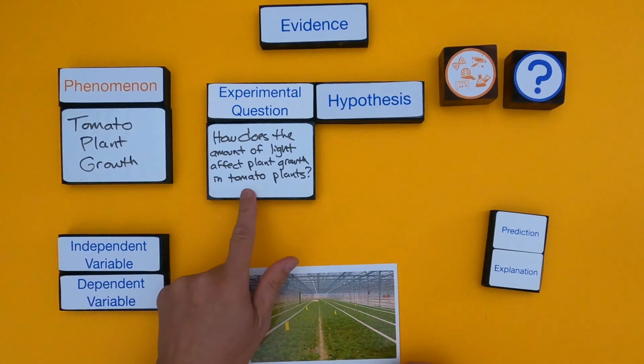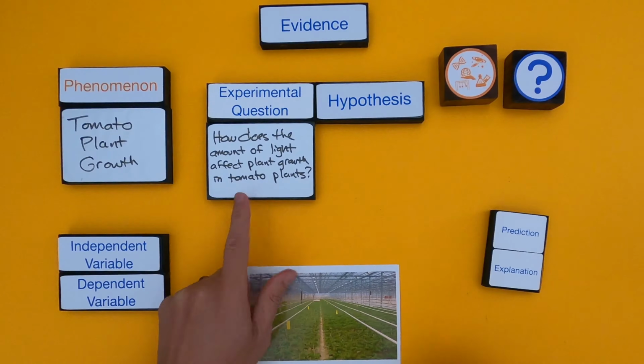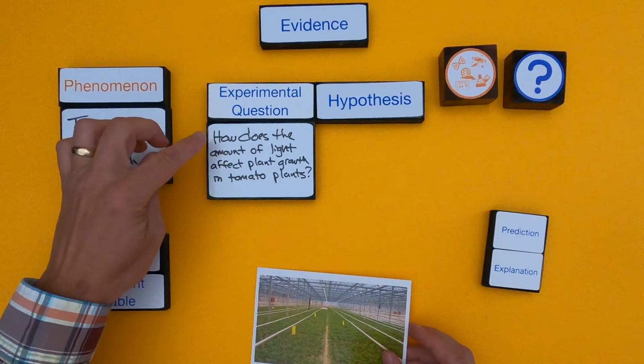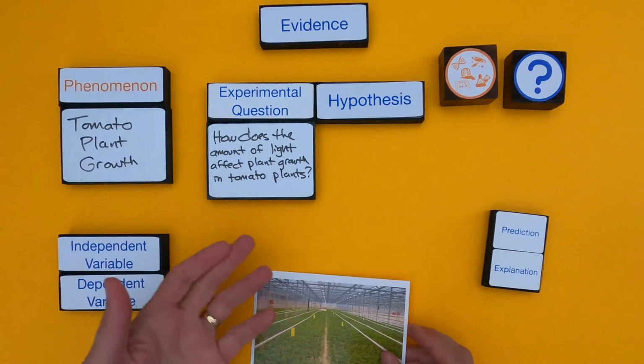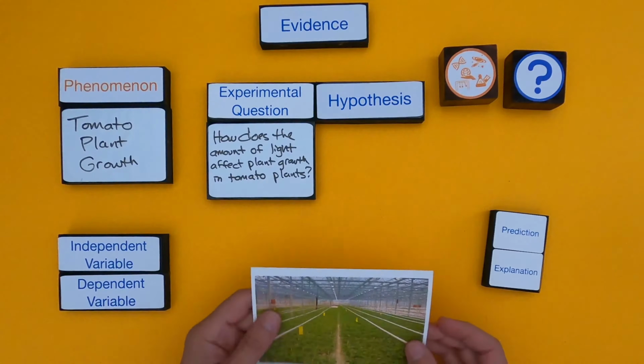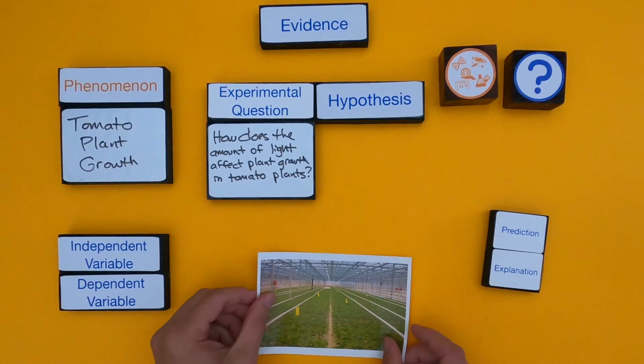Okay, so the experimental question I came up with is, how does the amount of light affect plant growth in tomato plants? When you're coming up with an experimental question, you always want something that I could change. So I couldn't see, for example, how does plant growth affect light? I have to be able to have something that I could change. And in a greenhouse, I could change the amount of light.